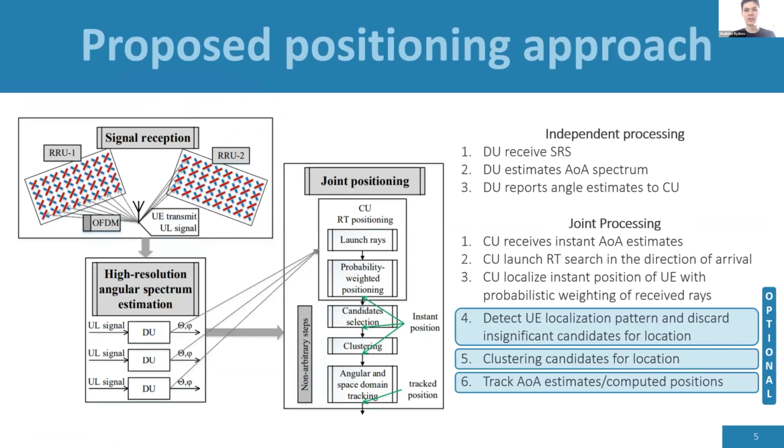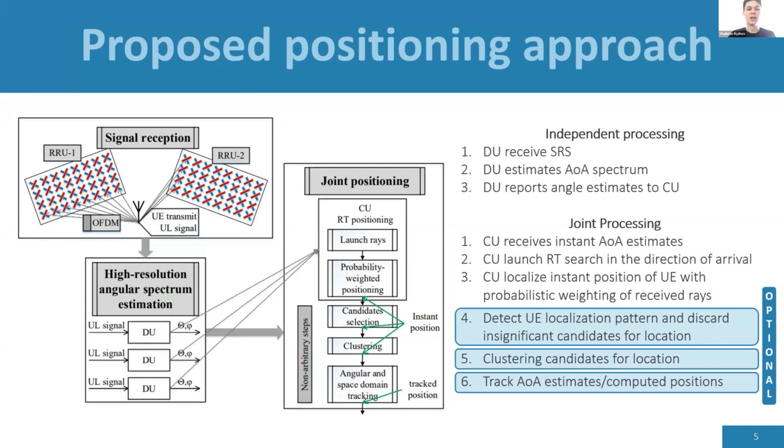This slide is a brief explanation of the proposed positioning architecture. We have some remote units which can receive the signal in uplink. We used the sounding reference signal, and each unit estimates the angle of arrival spectrum, for example, by the MUSIC algorithm. It doesn't matter which one to use. We just present the overall architecture and study the accuracy of this approach.